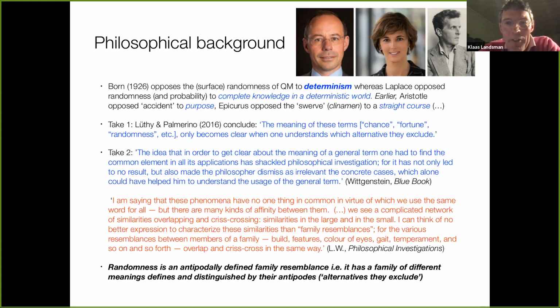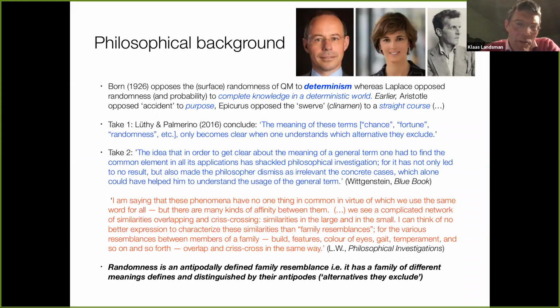So Born opposes this to determinism, whereas, for example, Laplace opposed randomness to something else, namely to complete knowledge in a deterministic world. That is different. And if you look back in history, earlier, say Aristotle opposed his notion of randomness, which he called an accident, to purpose. So an accident, in his case, was failure of purpose. And Epicurus opposed his swerve, or the clinamen, to a straight course.